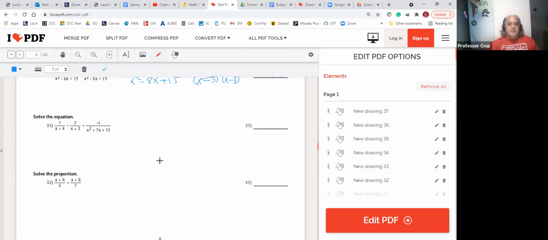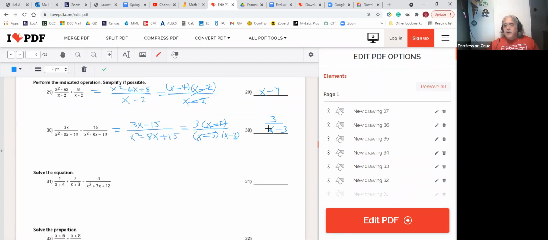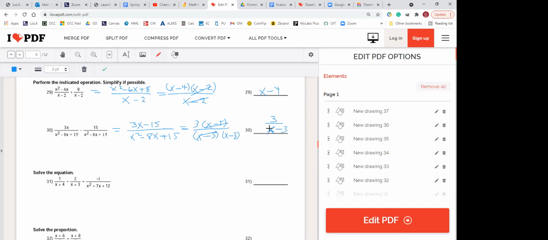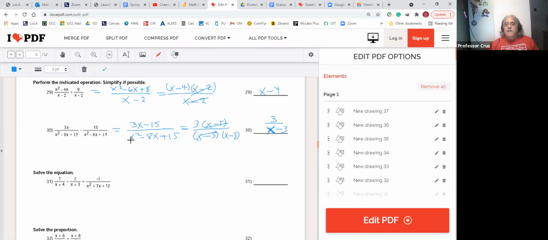What answer did you get for the last one? You scrolled up, I didn't see it. 3 over x minus 3. Okay, does that look right? Yeah. 3 times x minus 5, and then I use the negative 5 to divide it in 15, so I got minus 3. And minus 5 and negative 3 gives you negative 8. That's what I got. Yeah.